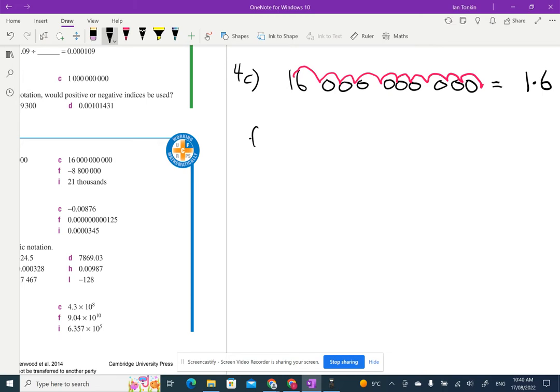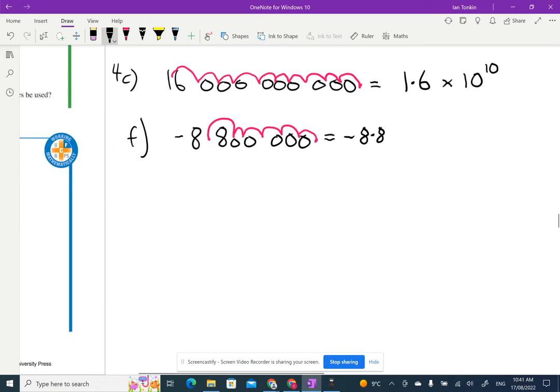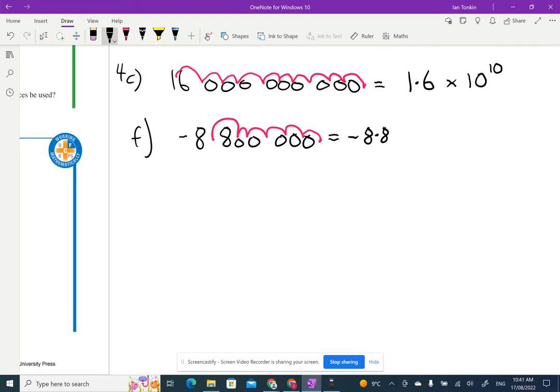Negative 8,800,000. So negative. Now do not get worried about the negative number. So here's the decimal point again. That's where it is. We're going to move it 1, 2, 3, 4, 5, 6. I get my number there. And I'm going to get negative 8.8. And how many did I move it? 1, 2, 3, 4, 5, 6 times 10 to the power of 6.